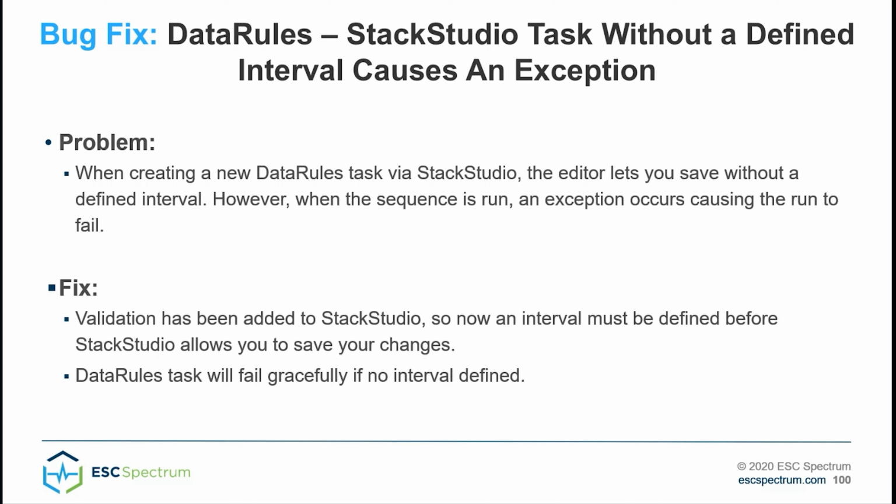If for some reason that isn't true, or maybe on upgrade you had a data roles task that was set like that, it'll actually fail gracefully. And I think it gave us a really non-obvious error, so we had to track down what the problem was. Now it'll actually fail gracefully and tell us that there's no interval defined, so it should be an obvious fix.